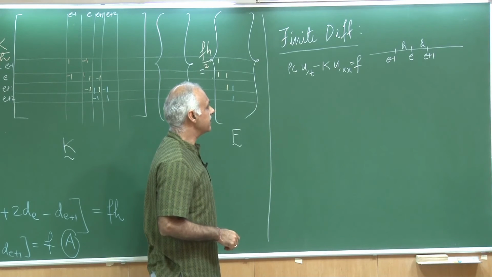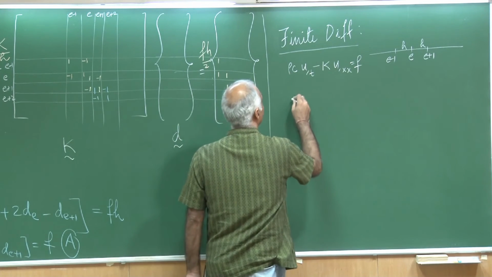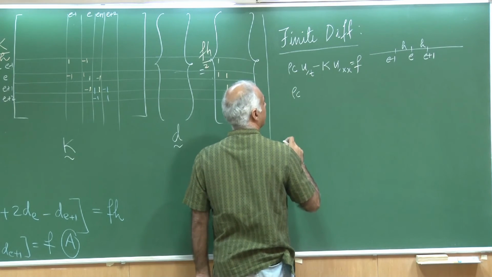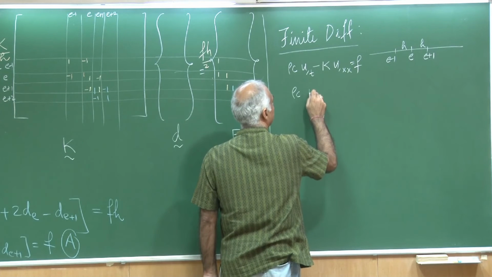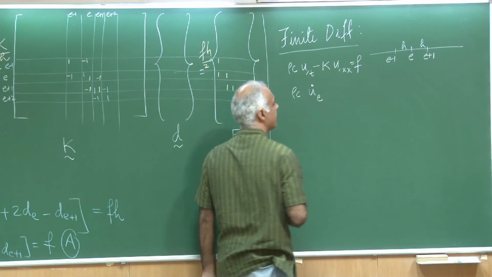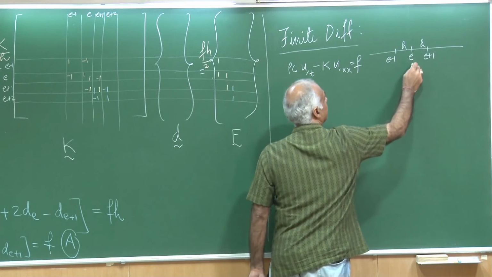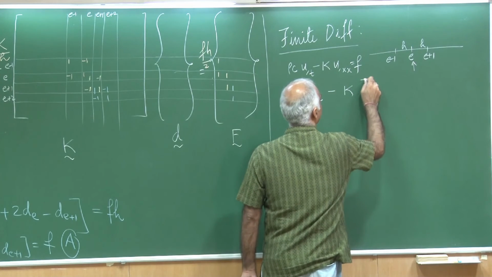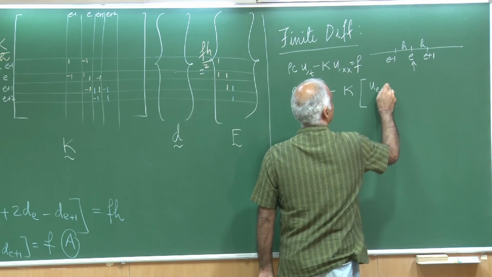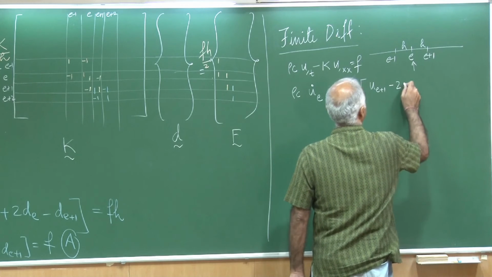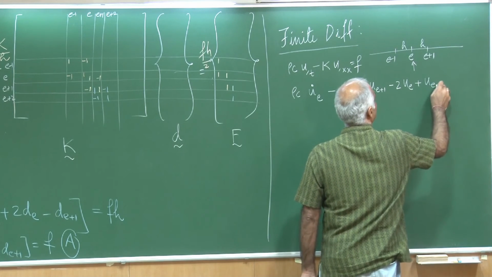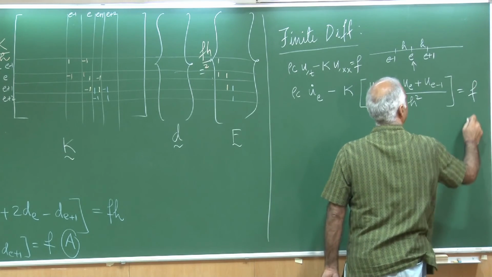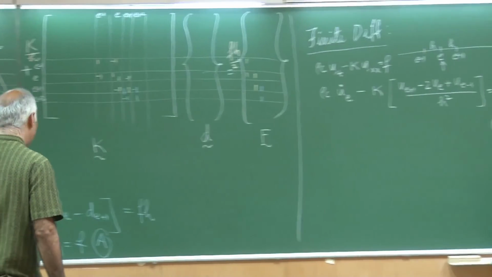So, I am going to write the difference formula for this. As you know, rho and c I would write down at this node E, and u comma t I would write down as u dot at node E, because I am writing the equation at node number E, minus k, and for u comma xx I would write it as u E plus 1 minus twice u E plus u E minus 1 over h squared, and this is equal to f. So, let me call this B. Let us compare A and B.